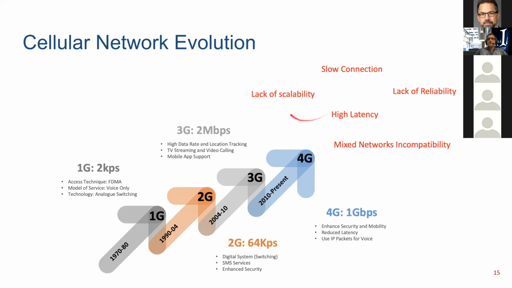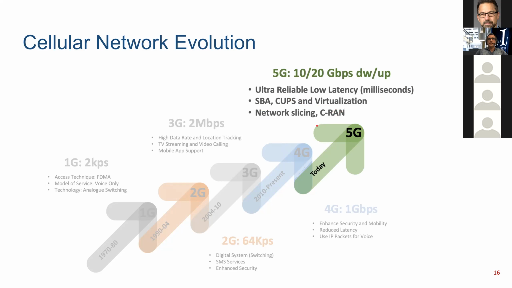In 5G, we have different architectures at the heart of it. We're going to talk about service-based architecture, CUPS, and virtualization. The fruits of this architecture are network slicing and Cloud RAN. Just a small point here: 5G, based on the specifications, should deliver 10 gigabits download and 20 gigabits upload. It's very fast compared to earlier generations.